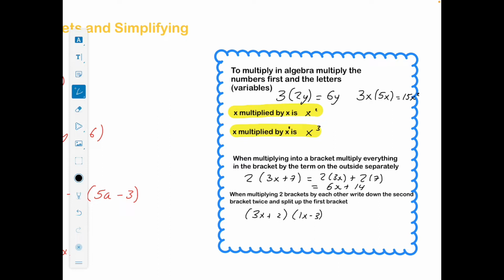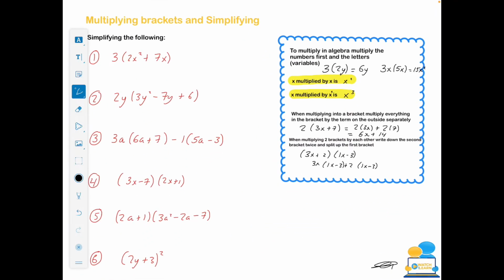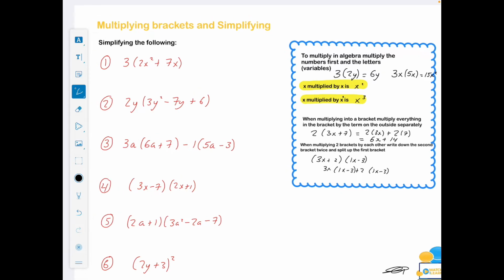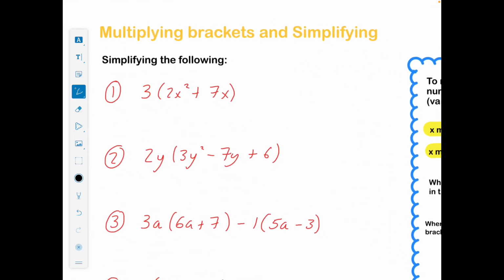And then when multiplying two brackets by each other, write down the second bracket twice and split up the first bracket. So a quick example there would be 3x plus 2 and 1x minus 3. What we're going to do is write down the second bracket twice and split up the first bracket, and then you'd multiply it out from there. Now we'll see some examples of those in a second. So they're your key rules. They're the bits you kind of need to learn. Now we'll put that to practice.